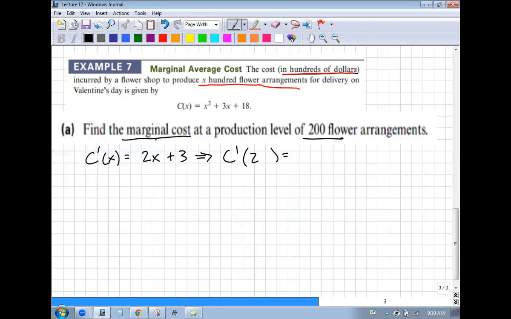Screw that up every time. You have to be real careful about that. X is in hundreds, so if we just plug in a 2, this means X equals 2. We have 2 times 2 plus 3. That's 4 plus 3 is 7, right? But the cost is in hundreds, so this is really $700. So that means the cost to go from 200 to 300 flower arrangements is $700. That's what that means. That makes sense? All right, it's the definition of that word marginal. All right, let's look at the next one.